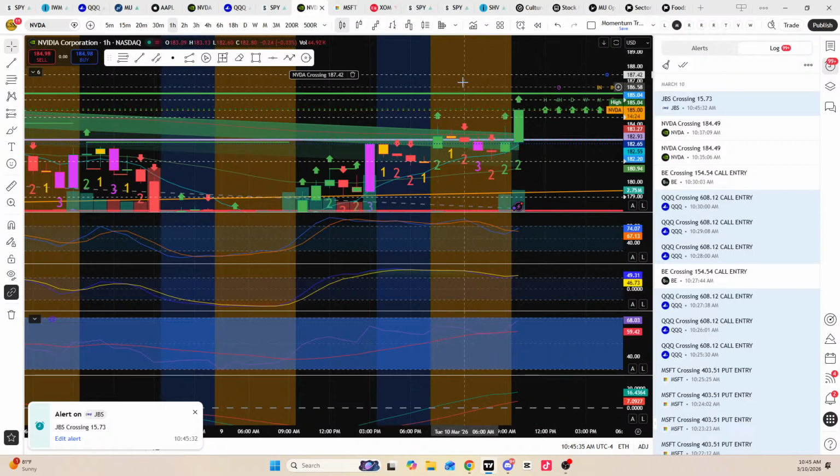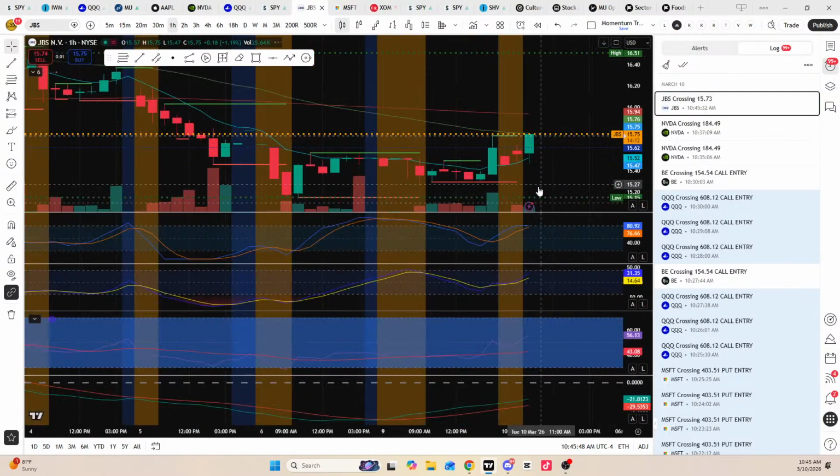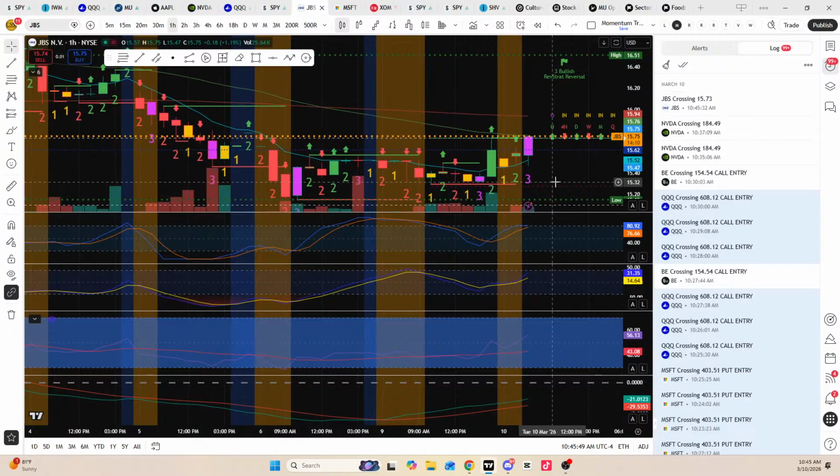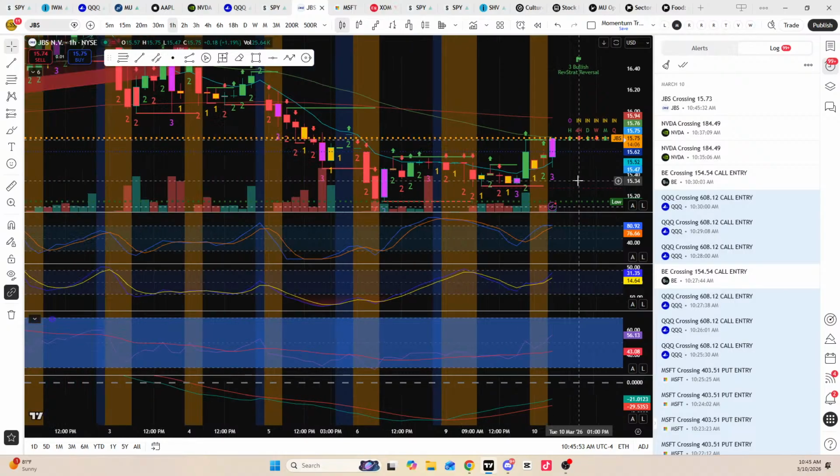This is not my levels page. This is just momentum. I got random lines on here, and these are not actual levels. I don't know why I put these levels in sometimes on this page. But Nvidia, yes. Oh, JBS. I just got a JBS alert. JBS above 1575, G. They put in the 3-bar on the hourly.